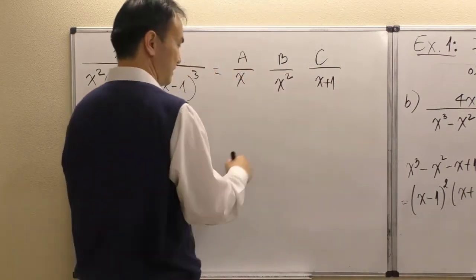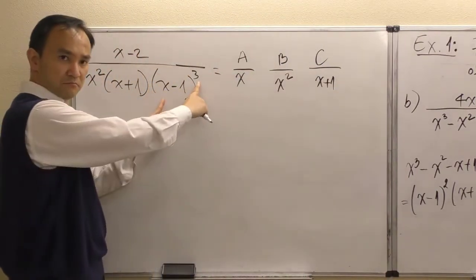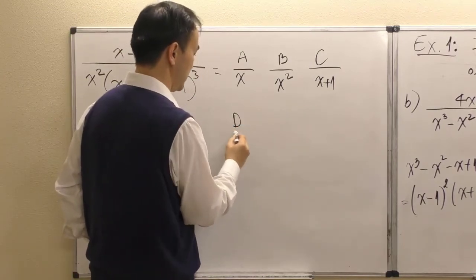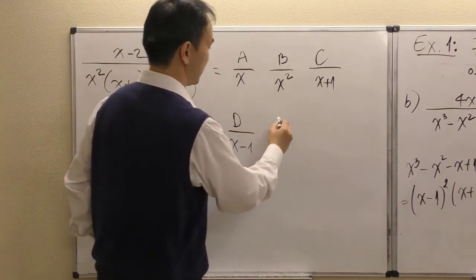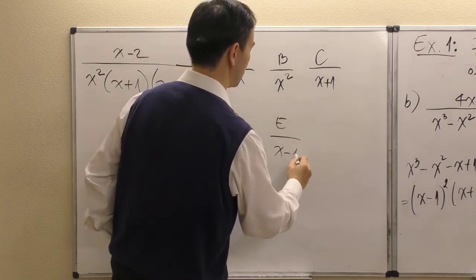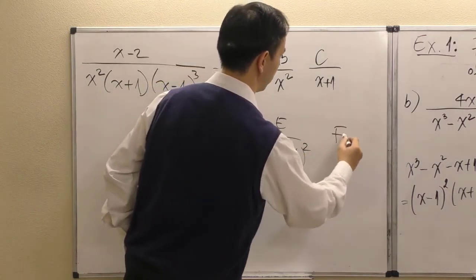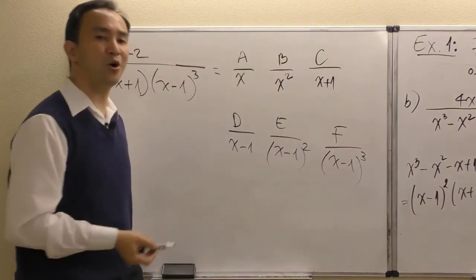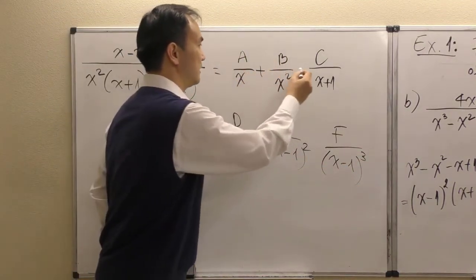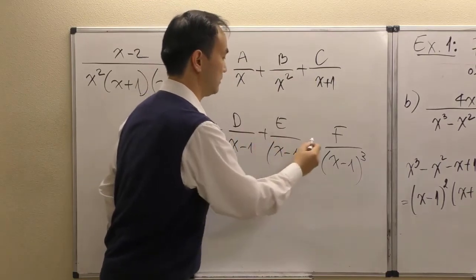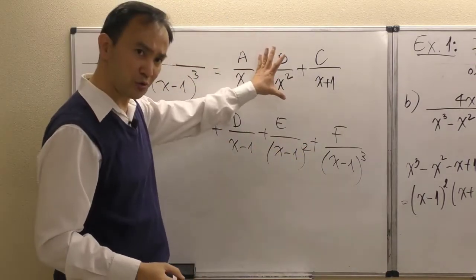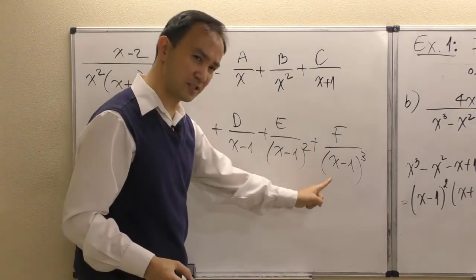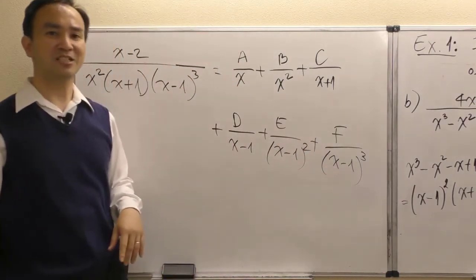And then this one right here, it has 3 as a multiplicity. So that means I need a d over the x minus 1. I need an e over the x minus 1 square. I need an f over the x minus 1 cube. And that's the whole idea right there. And then yes, we add all of these guys. So in the end, we're supposed to end up with 1, 2, 3, 4, 5, 6 partial fractions. And that's the whole idea right there.